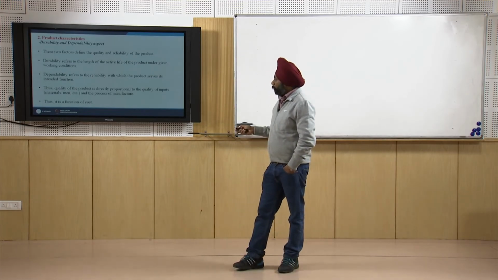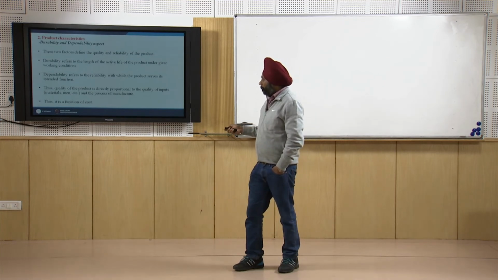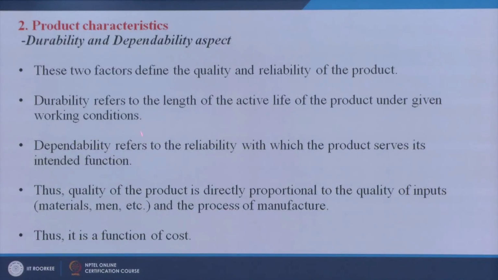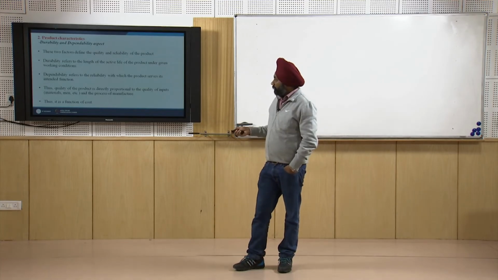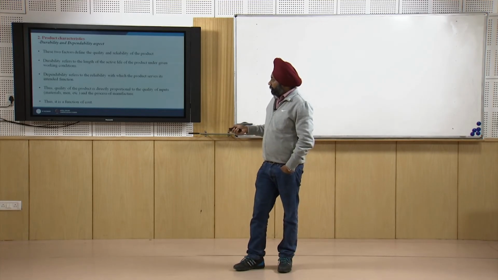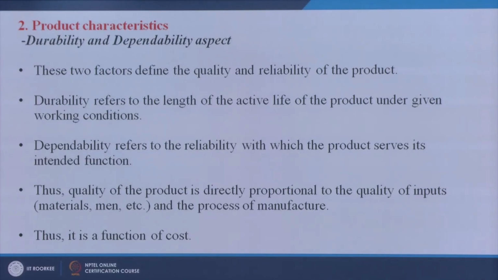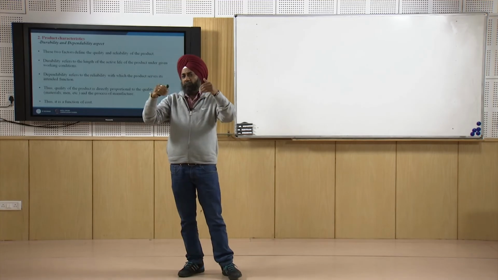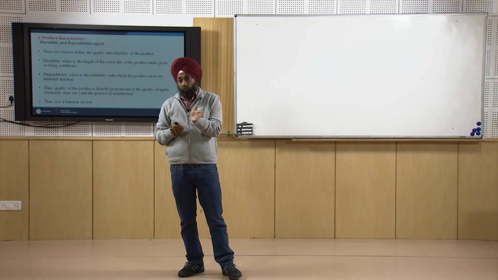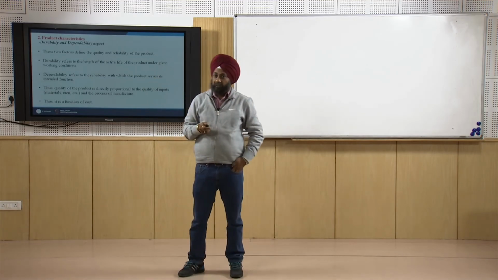Thus the quality of the product is directly proportional to the quality of the inputs and the process to manufacture. So these two points also influence the type of material that is going into the manufacturing of the product. Thus it is a function of cost. So durability and dependability are a function of cost. A product may be more and more durable, but the cost will also increase simultaneously.